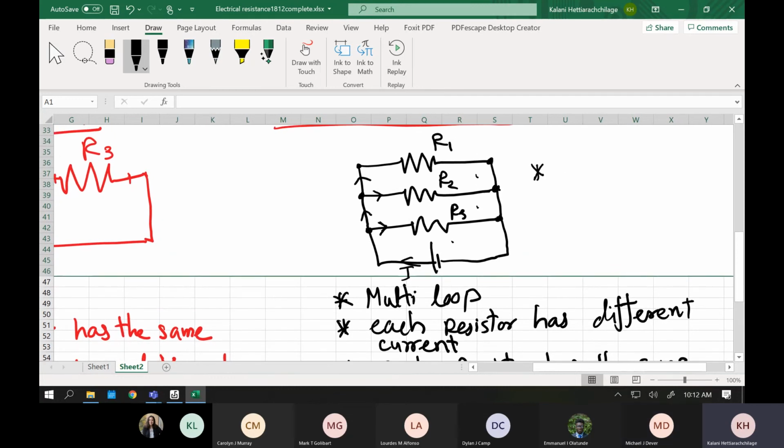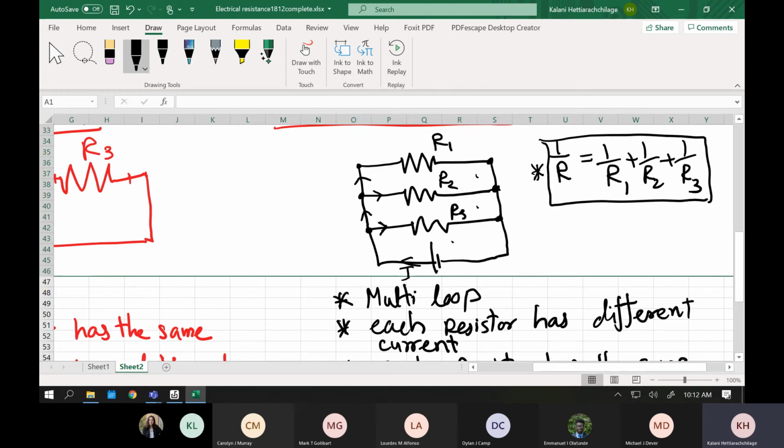But your final resistance, when it is parallel, you can say 1 over R equals 1 over R1 plus 1 over R2 plus 1 over R3. Okay. So that will be the equation for the total resistance if they are parallel. Okay. So this will be the idea.